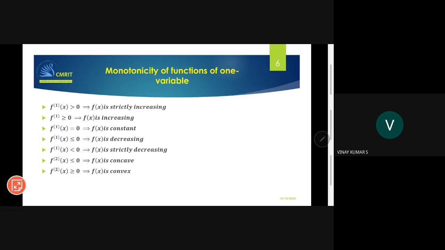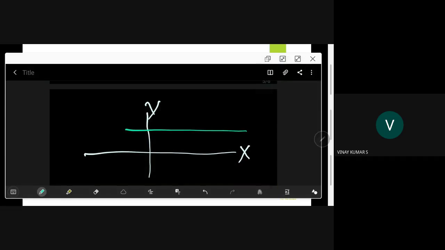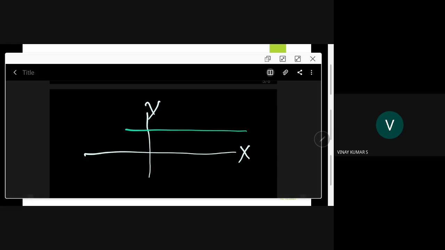Then if the second order derivative of f of x is less than or equal to 0, we say f of x is concave, and if f double dash of x is greater than or equal to 0, it is called convex. See, concave and convex, you can think of it like this.